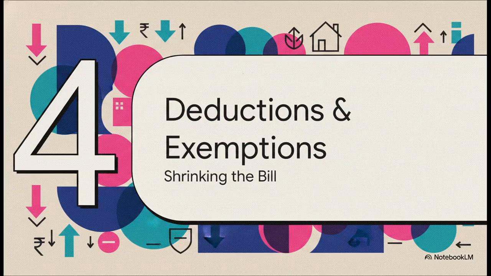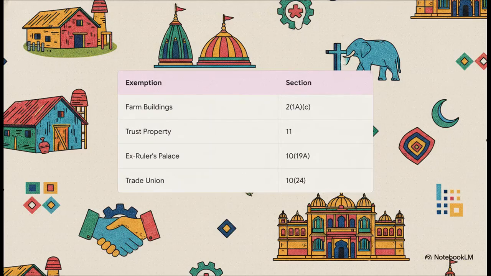Moving to Section 4, deductions and special exemptions, shrinking the bill. So apart from that 30% cut, there are some really fascinating, highly specific exemptions hidden in the tax code. For instance, income derived from farm buildings is actually considered agricultural income, meaning it's completely exempt from tax. Trust property used for charitable or religious purposes? Also completely exempt. Registered trade unions get a free pass under this head too. And in a very fun historical quirk, Section 1019A grants an exemption for exactly one palace of a former ruler.